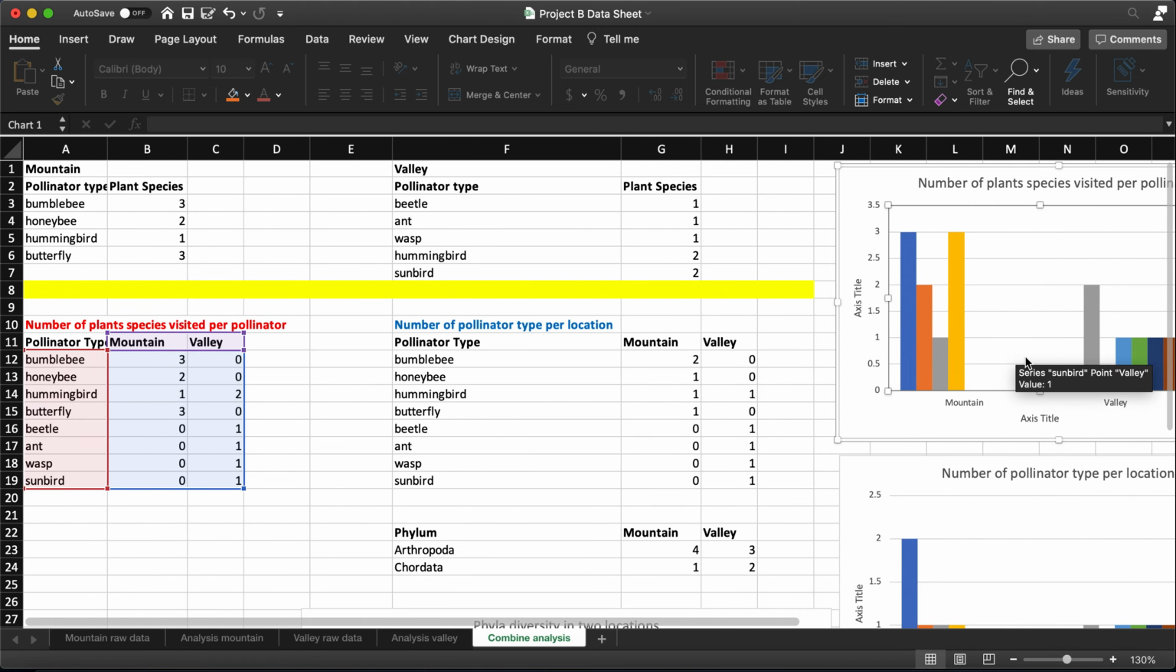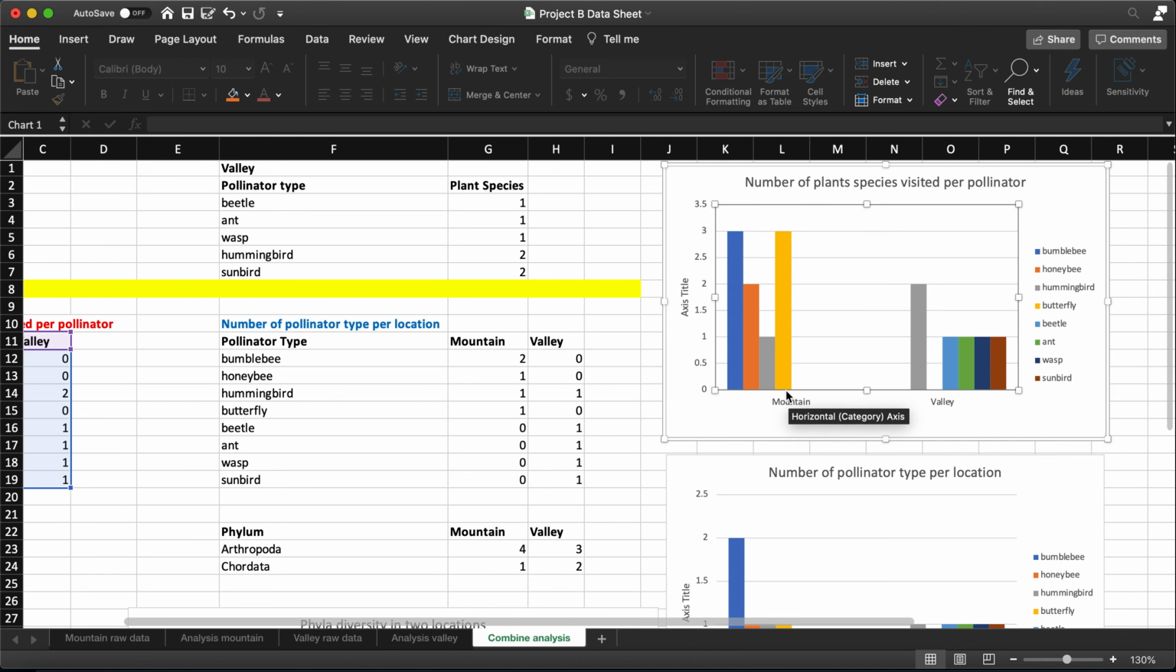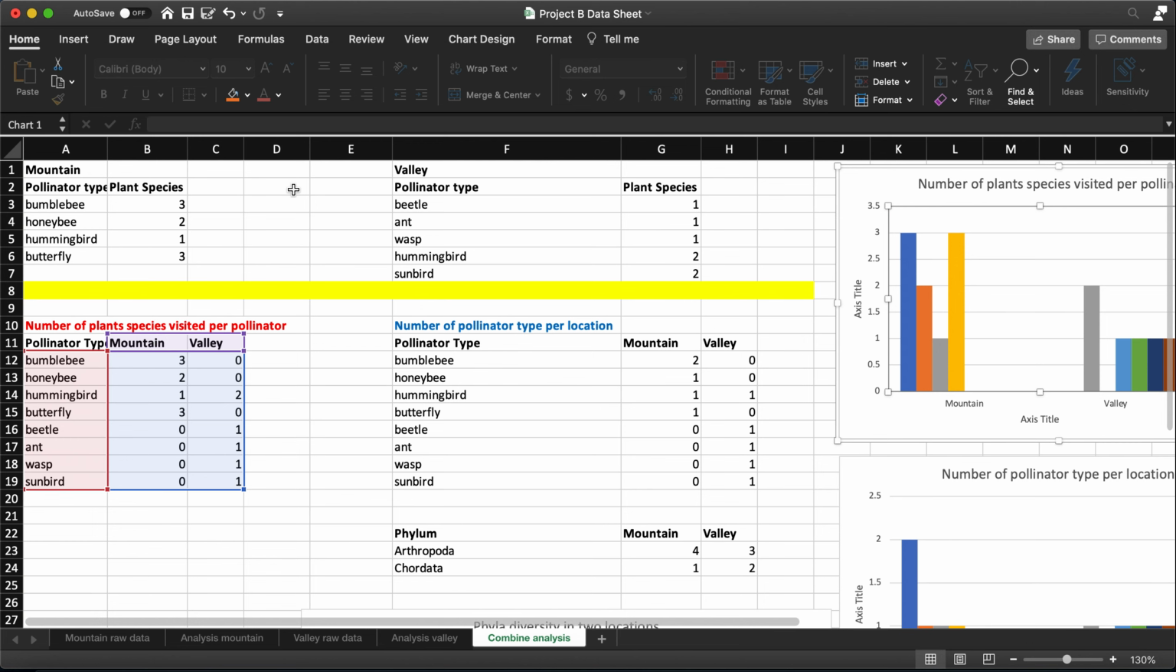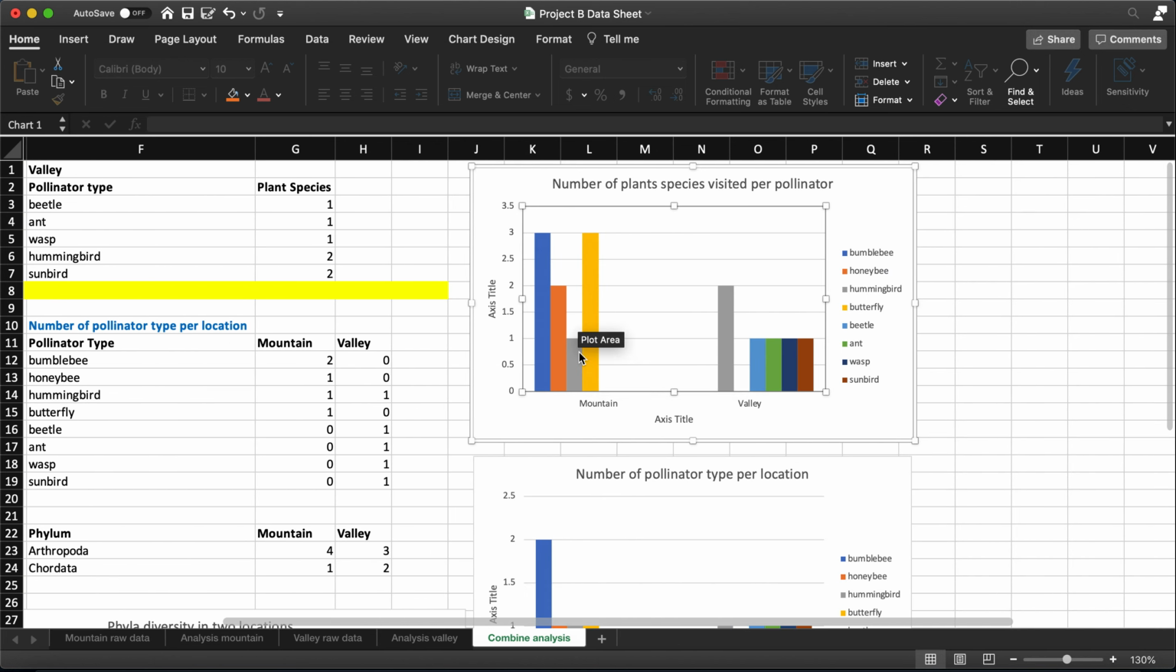And then it compares how many different plant species, just the quantity, not which type of plant, but how many plants this type of pollinator visited in the valley and in the mountain. So pretty easy to get just by combining these two data sets. And you can see how many plants were visited by these pollinators and how many plants were visited by these other pollinators here.